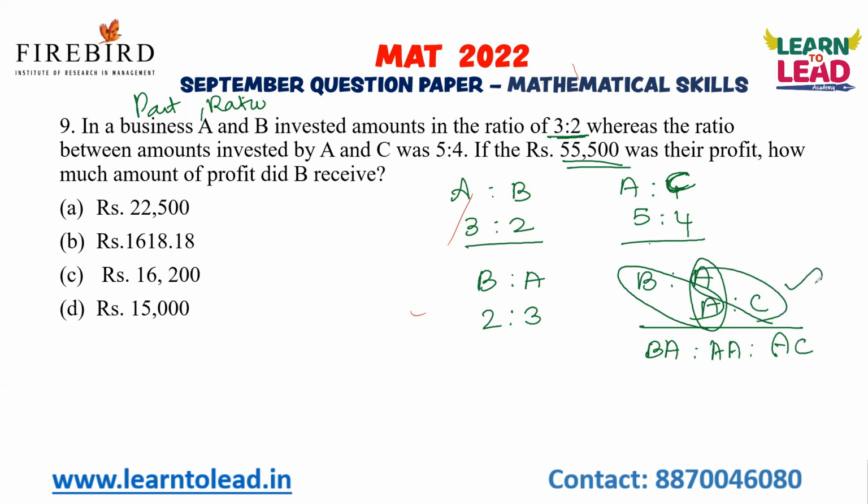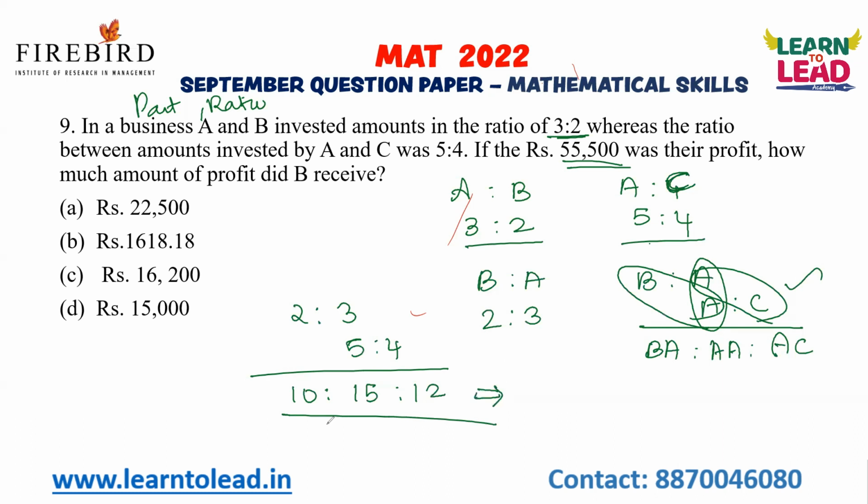You should remember this for combining two ratios. Just come back to 2:3 and then 5:4. You'll get 2 5s are 10, 3 5s are 15, and 3 4s are 12. So they'll share the profit in the ratio 10:15:12. See, if the ratio is 10:15:12, this is the ratio of B, A, and C.